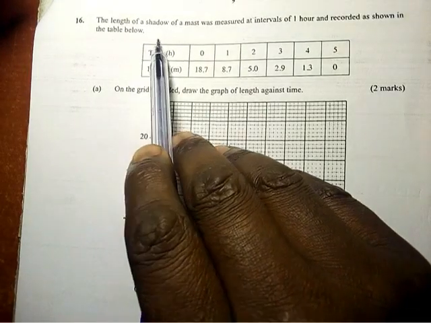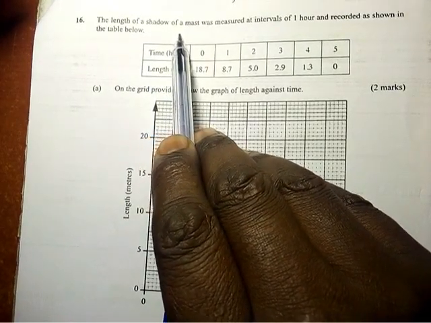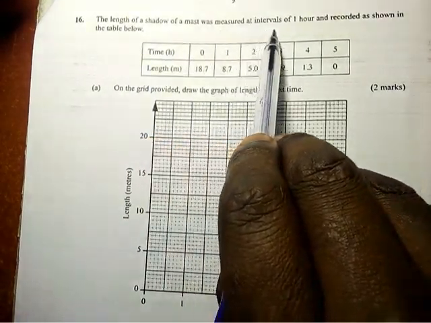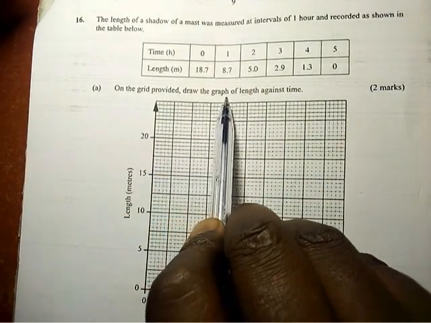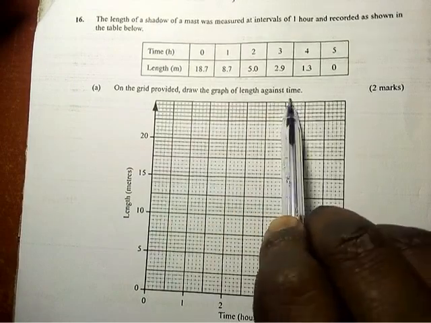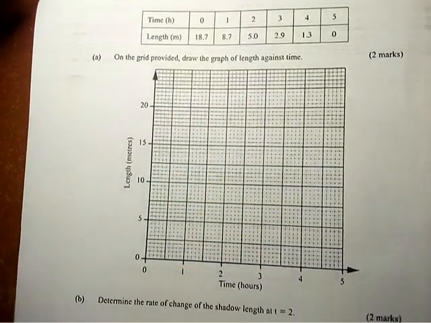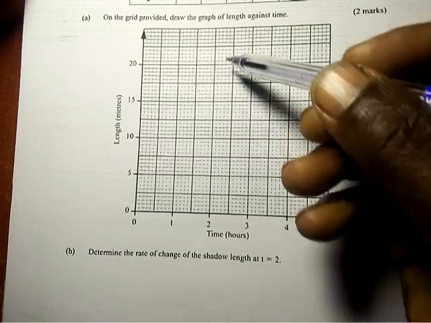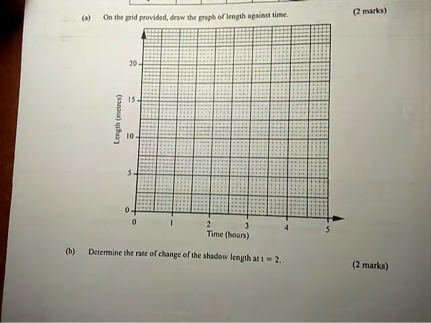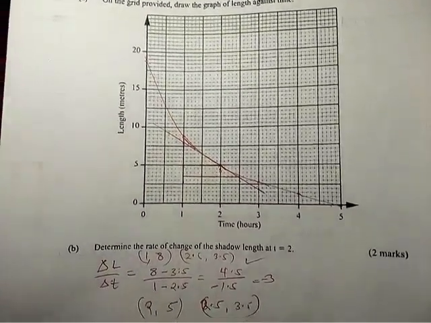The length of a shadow of a mast was measured at intervals of 1 hour. This is the table. On the grid, draw a graph of length against time. This has been given, so there is no big deal. Your task is to draw the graph. So you just draw the graph and you will have a curve of this nature.